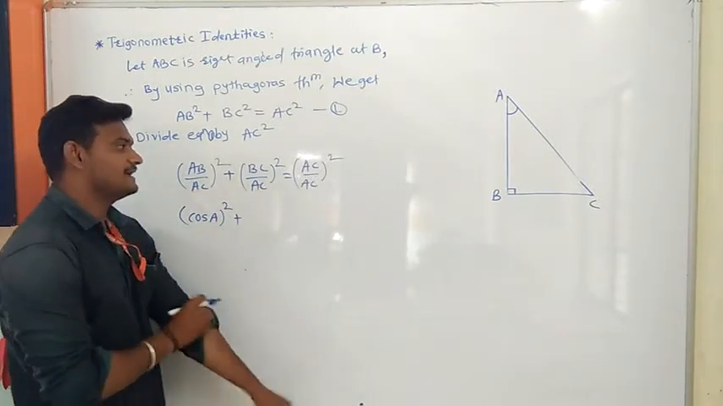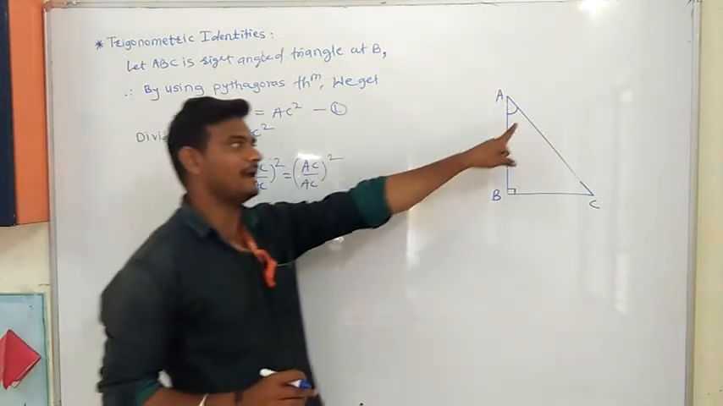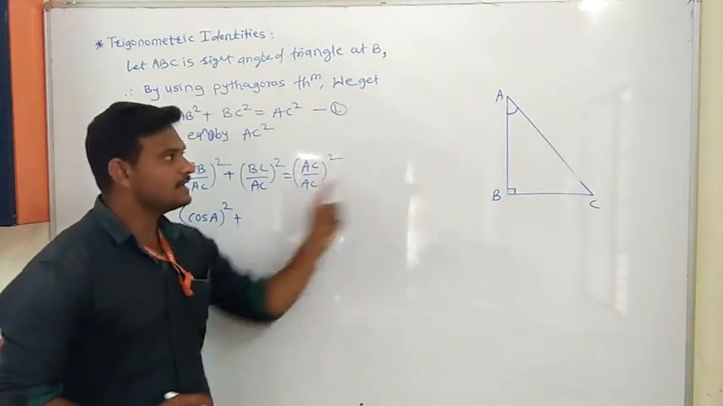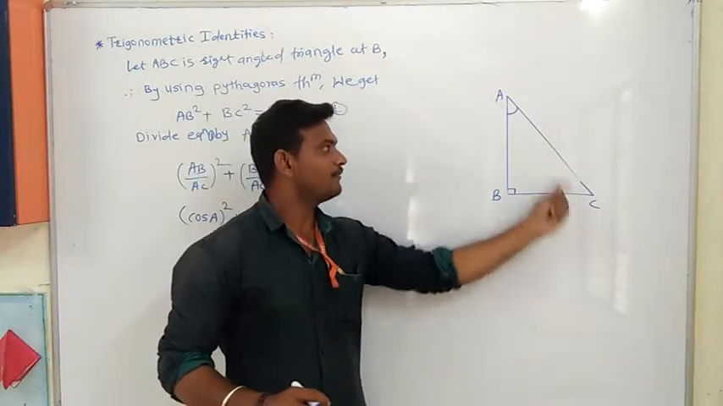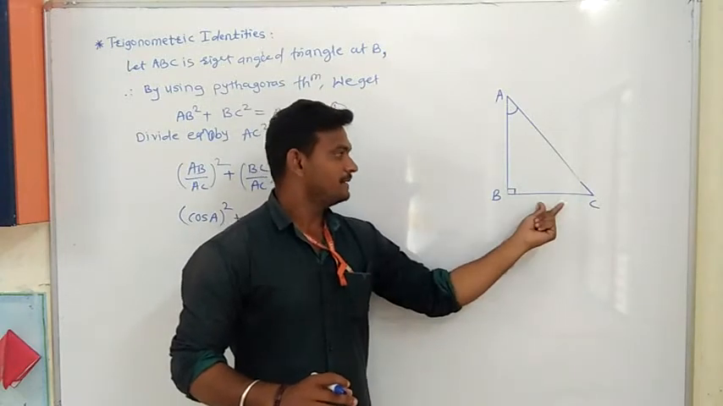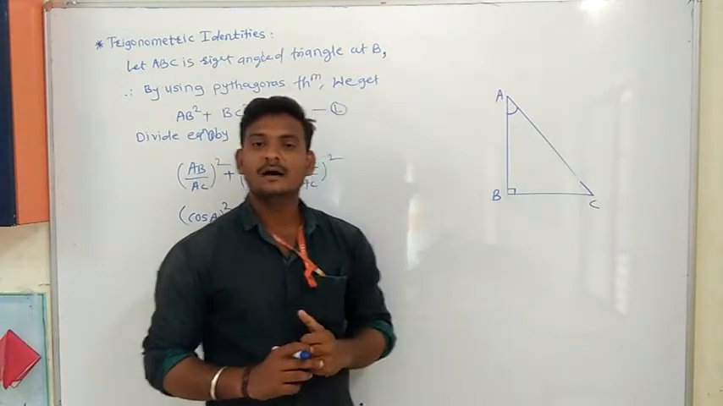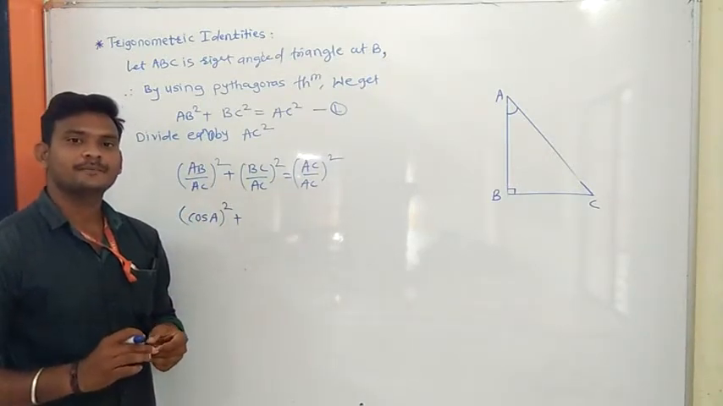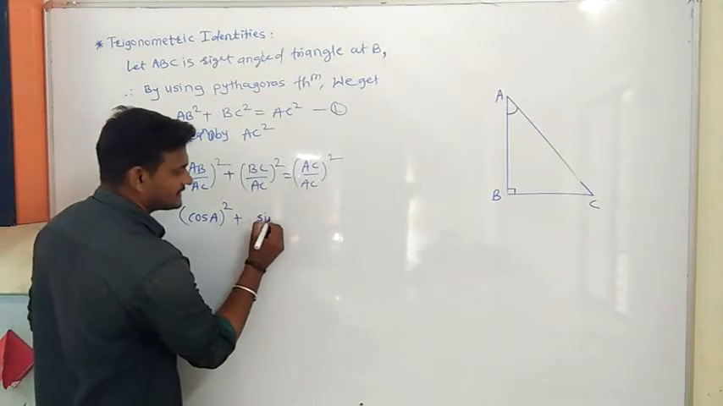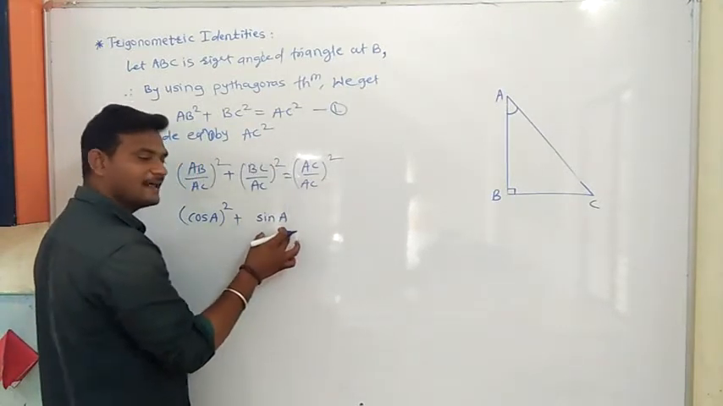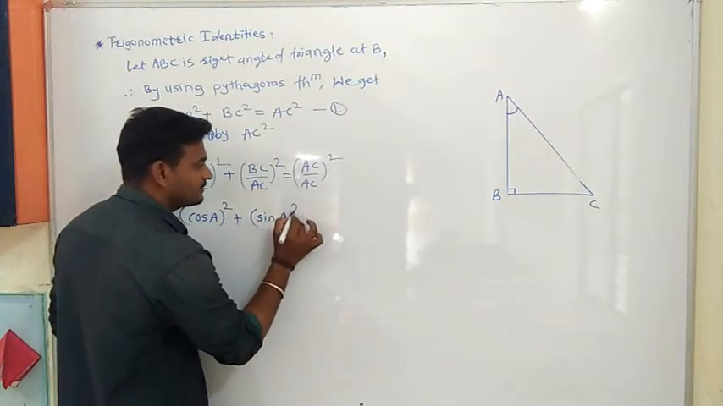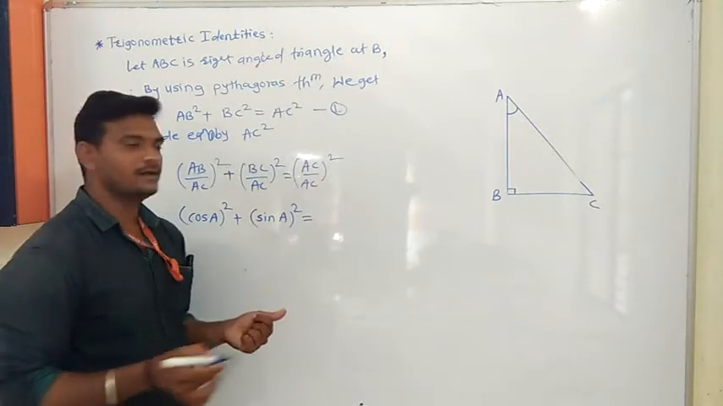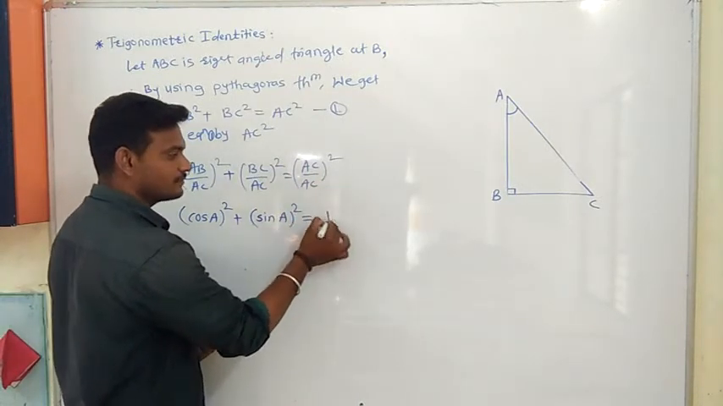Plus, now see here, BC by AC. Similarly, BC by AC with respect to angle A we have to consider. Here BC is the opposite side, and AC is the hypotenuse. Therefore, BC by AC is opposite upon hypotenuse. Which ratio is that? That is the sine ratio. Can I write sine of A instead of BC by AC? Yes, whole square. And AC by AC gets cancelled, AC by AC is 1 only. 1 square is 1 only.